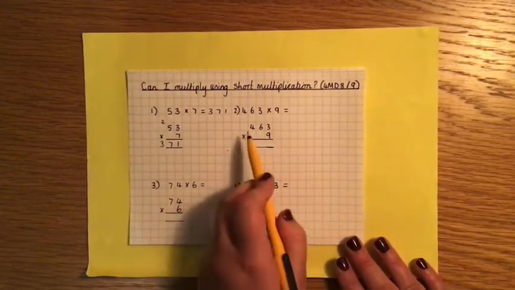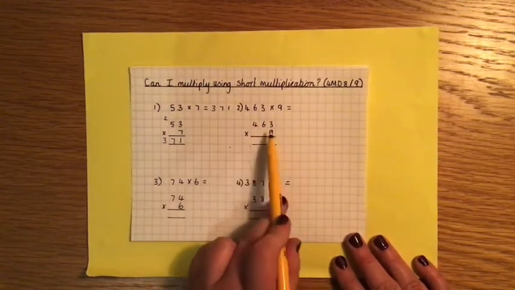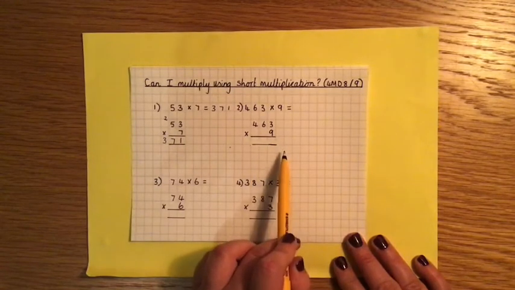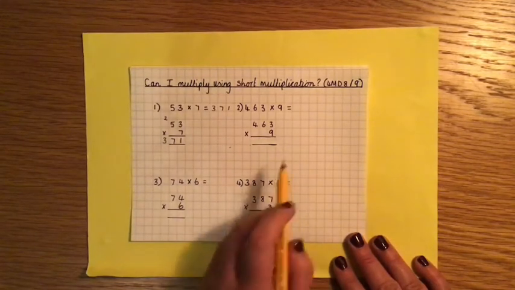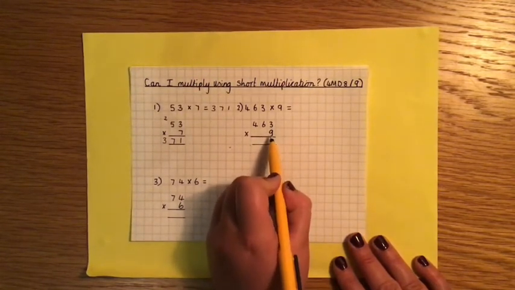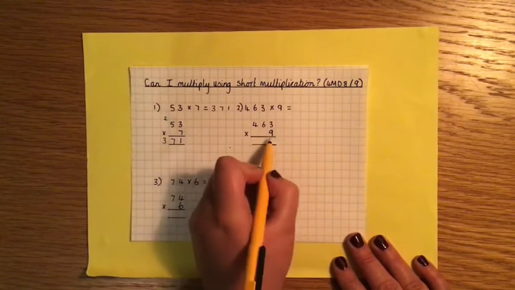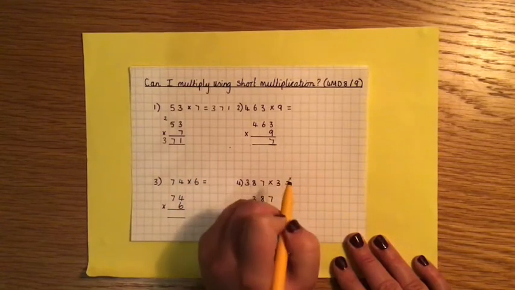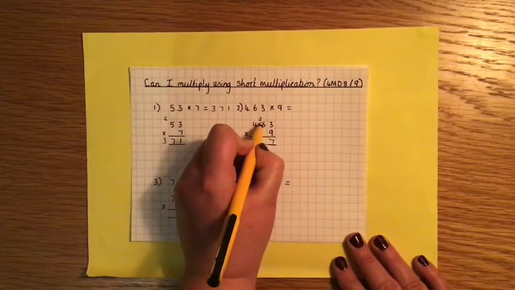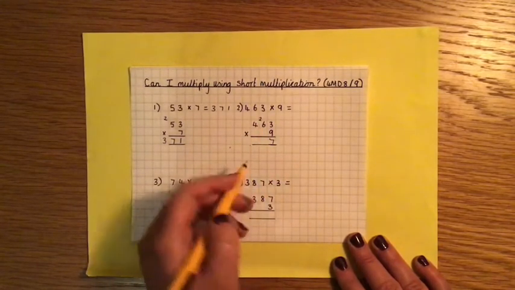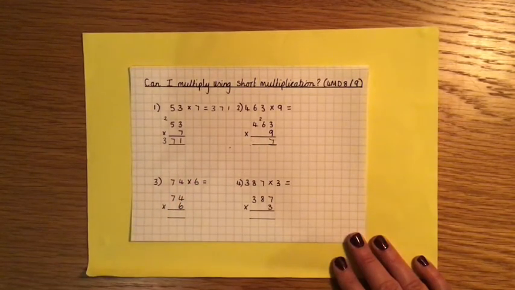Let's have a look at number 2. Now this is a 3-digit number times a 1-digit number. It's set out in exactly the same way. The only difference this time is I'm going to have to move to the hundreds. So, multiplier, which is 9 times 3. 9 times 3 is 27. I'm going to put my 7 in the ones, and I'm going to carry those 2 tens just there by the 6.